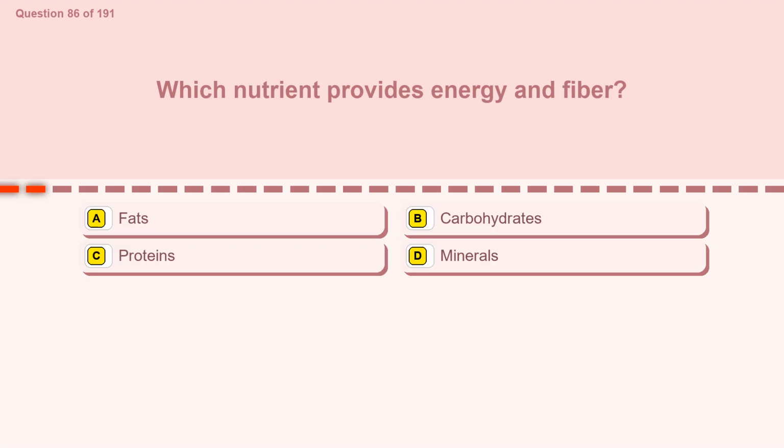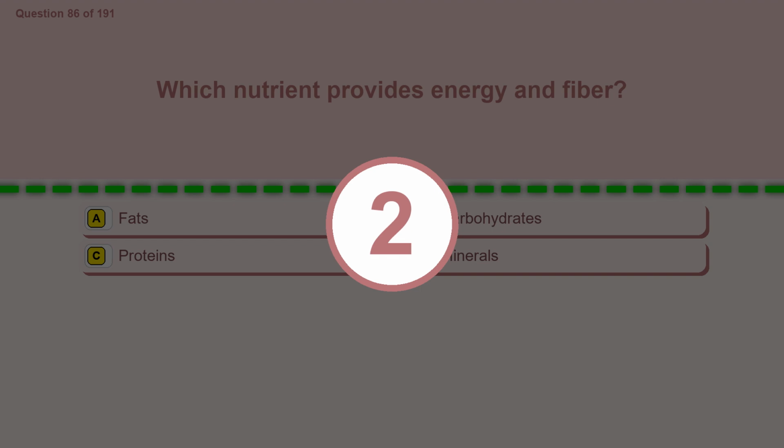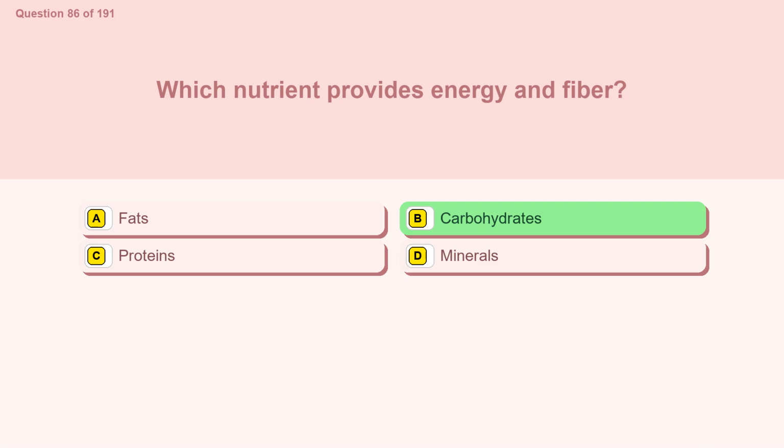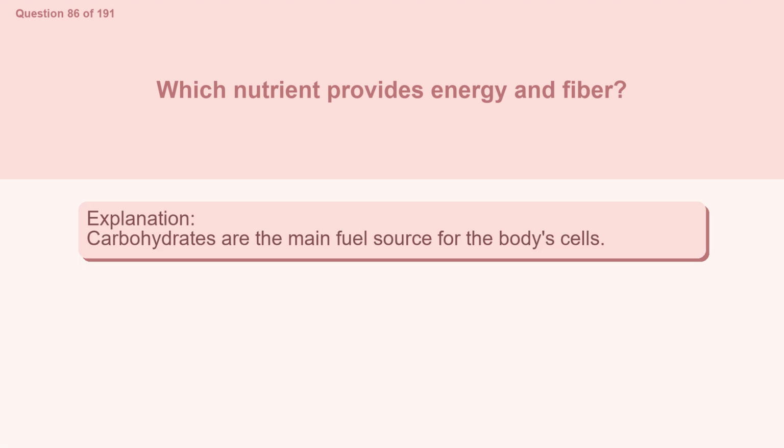Question 86. Which nutrient provides energy and fiber? Option A, fats. Option B, carbohydrates. Option C, proteins. Option D, minerals. The correct answer is option B, carbohydrates. Carbohydrates are the main fuel source for the body's cells.